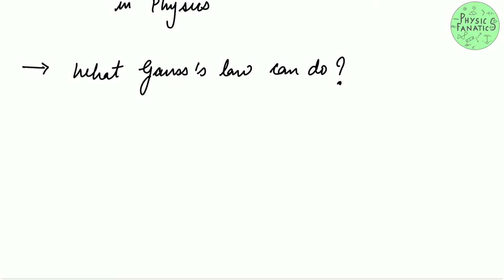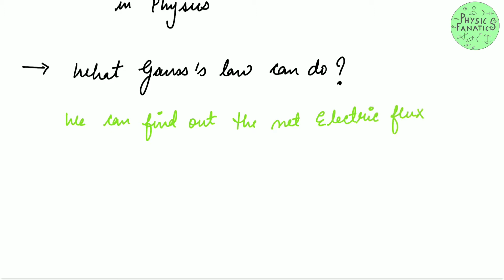Basically, with Gauss law we can find out the net electric flux passing through a surface, I should say passing through a closed surface. Okay, let me erase this part. Passing through a closed surface.